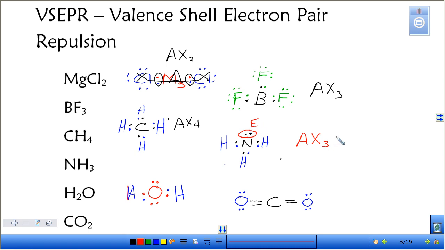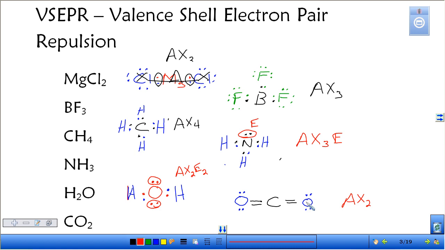And then we have this pair of electrons. So we're going to call it AX3E. And again, if we look at water, here's a pair of electrons. Here's another pair of electrons. So there's 2 E's. So this one is AX2E2. And then finally we have carbon dioxide, which is simply an AX2.